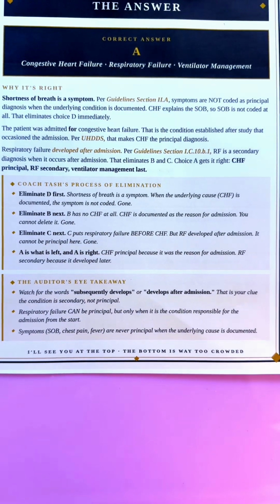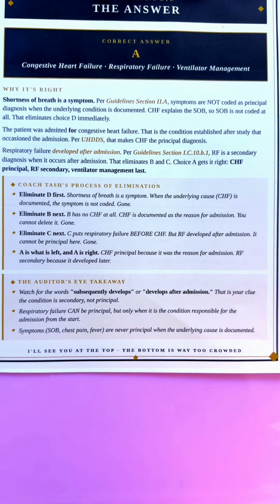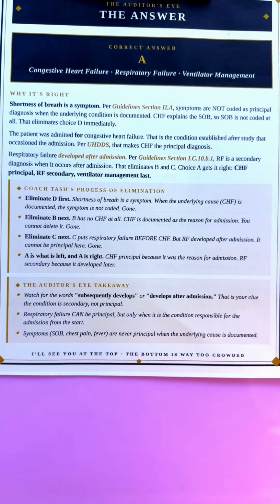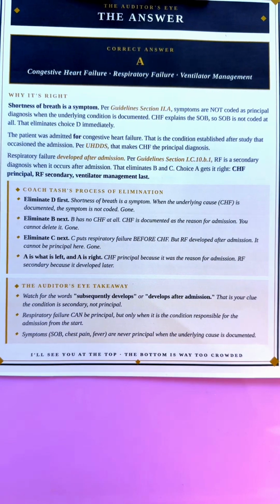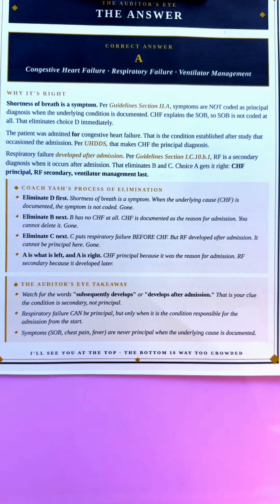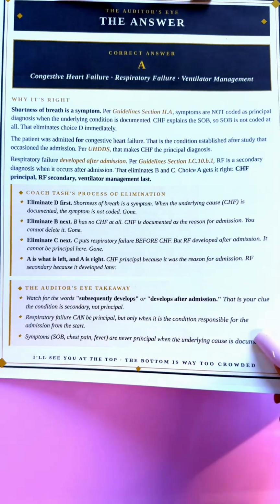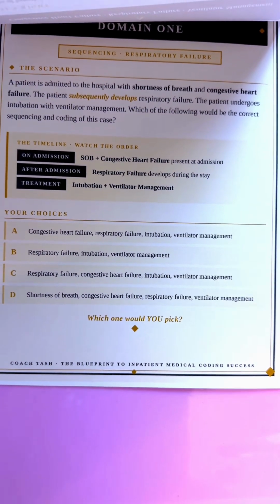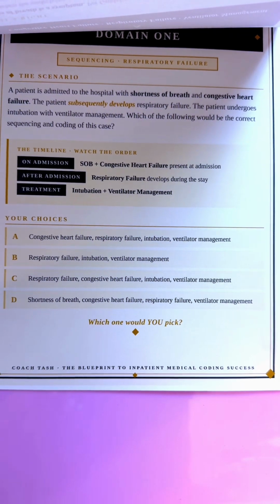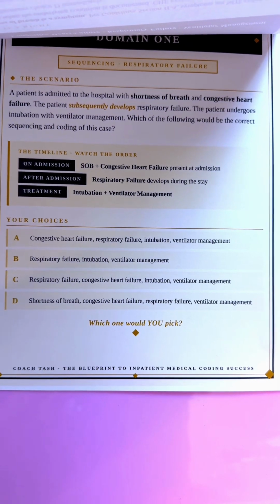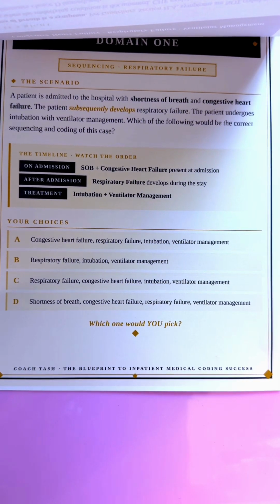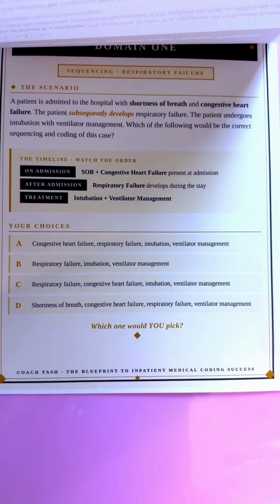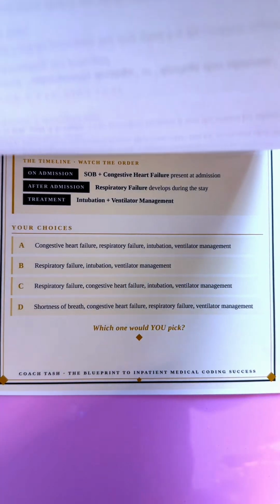Respiratory failure can be principal, but only when it is the condition responsible for the admission from the start. Symptoms like shortness of breath, chest pain, fever, they're never principal when the underlying cause is different. So I want you guys to look at the answer here. You see, congestive heart failure, A, respiratory failure, intubation. These are PCS, the intubation and the ventilator management, but it was asking the sequencing. So this is what you want to do, process of elimination based on your coding guidelines.